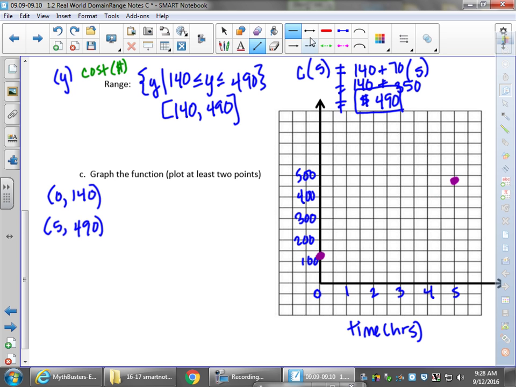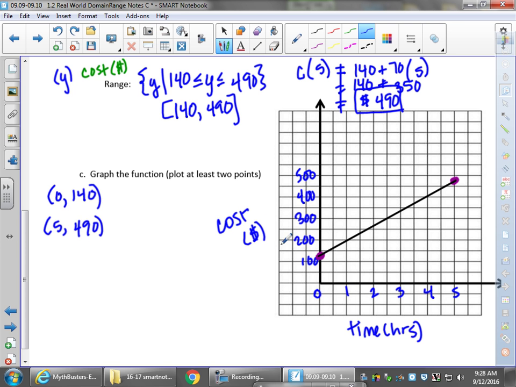Fantastic. And what kind of line am I going to draw? A segment, or do I keep going? Segment. Very good. What's missing on this axis? You gotta put, no, not hours. You gotta put total cost. That is now a complete graph. Good job.